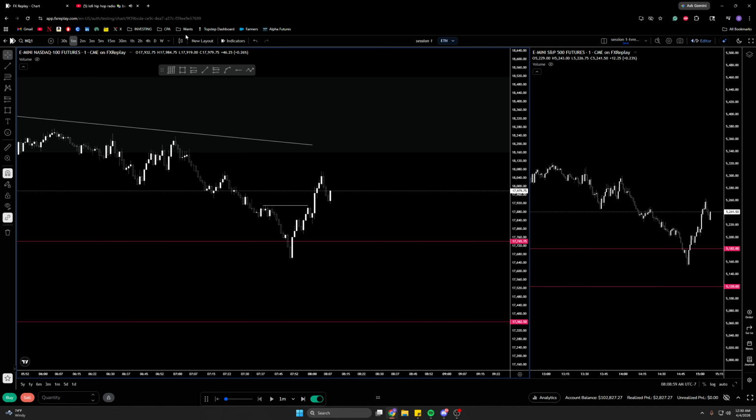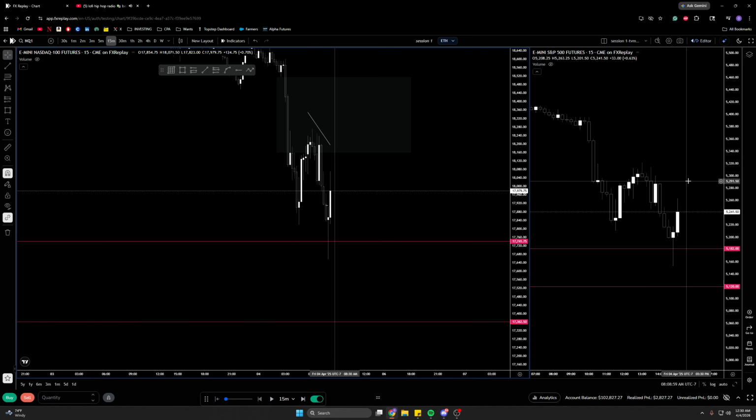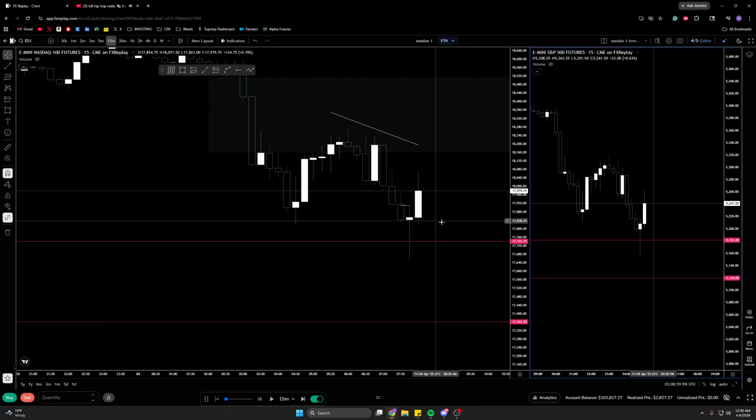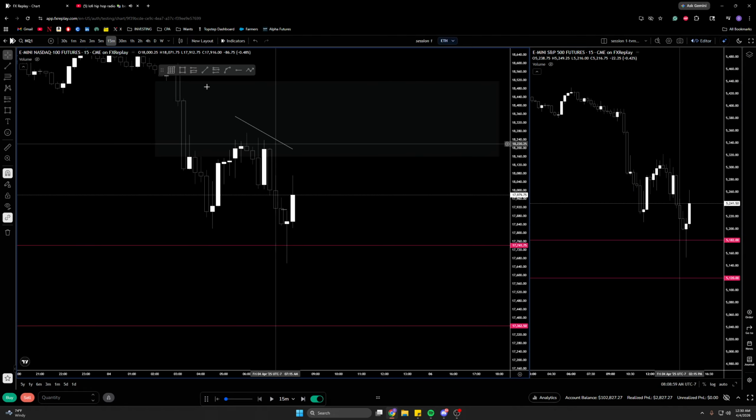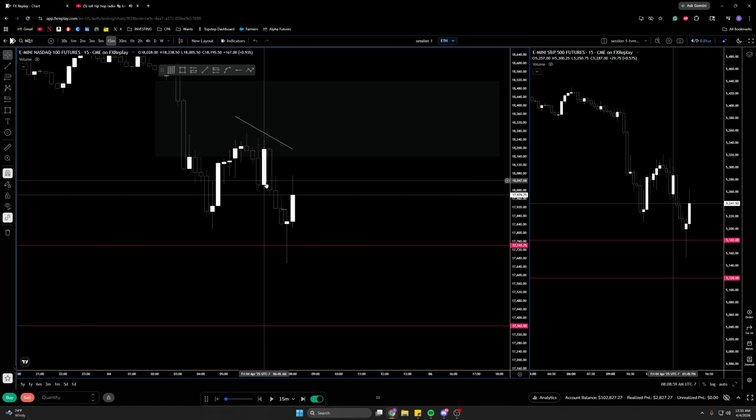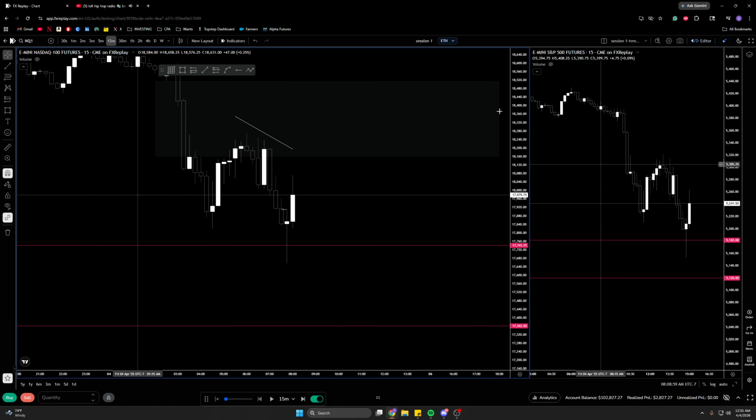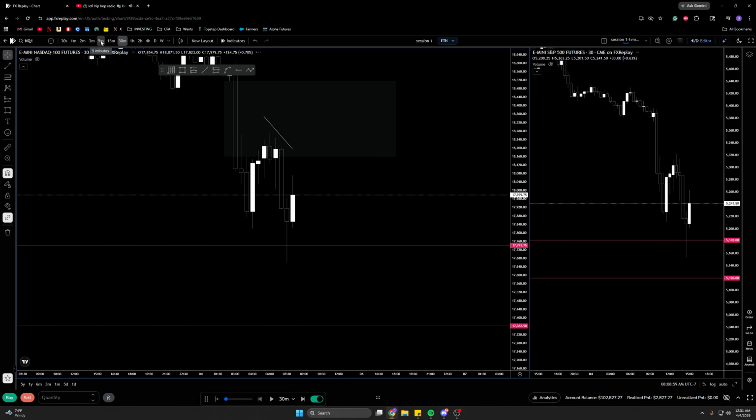Oh, ES just took out this high though. Is this a gap? No, there is an order block here though. We do have an OB resting here. I swear this looks like a, oh yeah, so we have a 30-minute gap here. I'm not opposed to disrespecting this and taking a long.